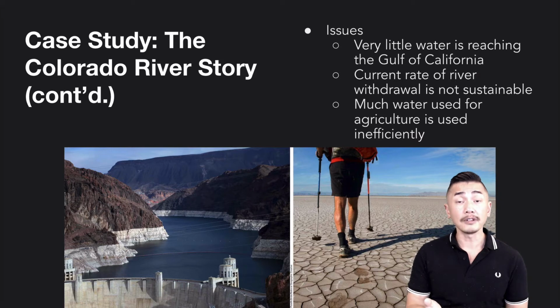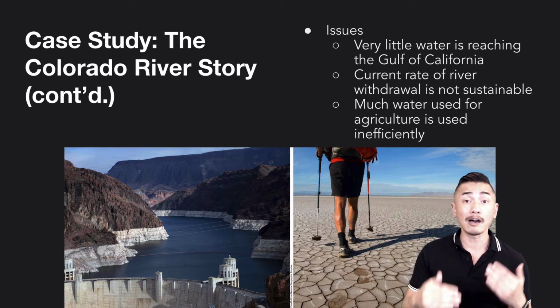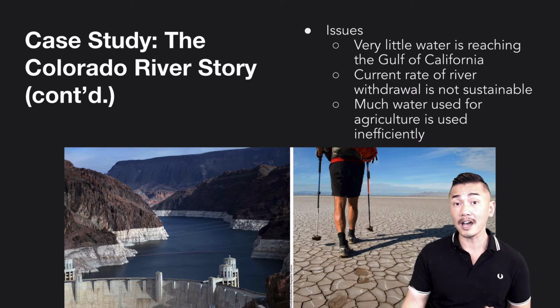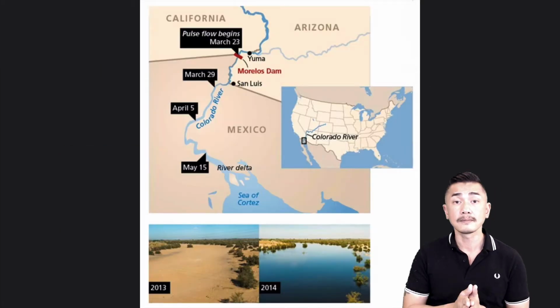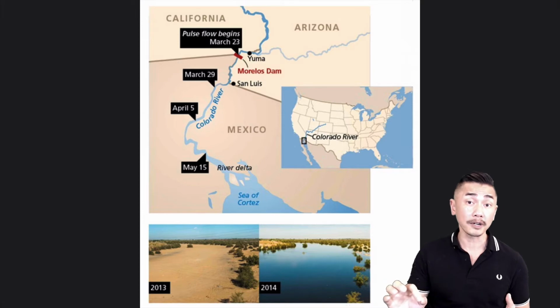The photograph on the left shows the Hoover Dam and its historical high water mark and how drought and water withdrawals have lowered the level of the water. On the right side, you have a man hiking the end of the Colorado River with no water flow to be seen. Since 2014, there have been efforts to release water from dams and reservoirs to restore flow all the way to the end of the river.